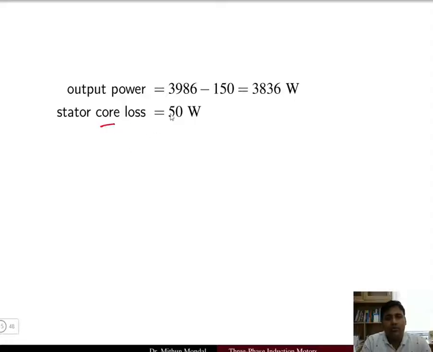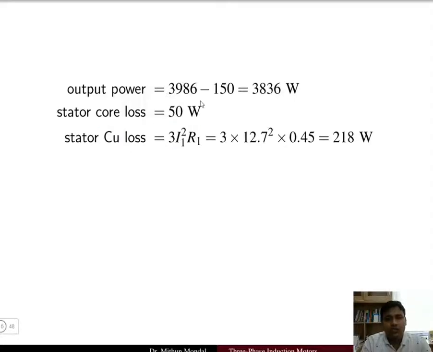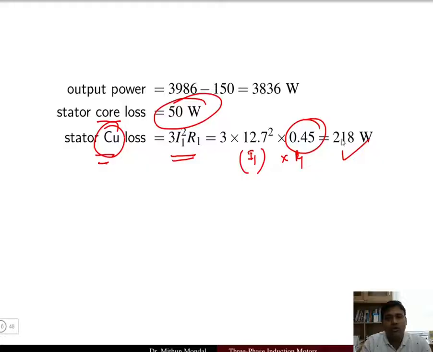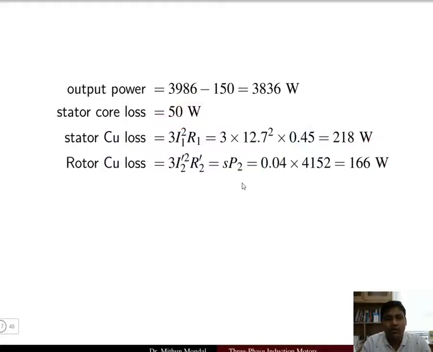The core loss is given as 50 watt. For the stator copper loss, we can substitute the formula as 3 times the current I1 square into R1. So current I1 is 12.7 square into the resistance, which is 0.45. So we have 218 watt. So we have the core loss as 50 watt and the copper loss as 218 watt. Now this is the stator copper loss.